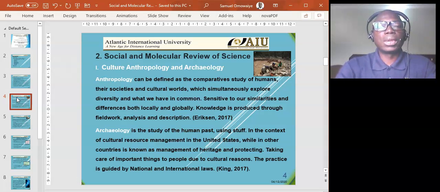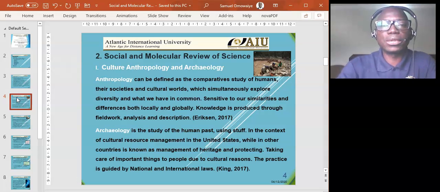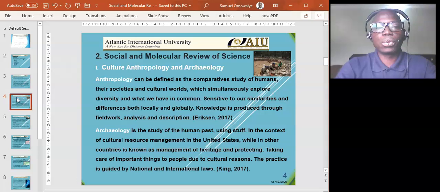Moving on to number 1 under the course, talking about culture, anthropology, and archaeology. Anthropology can be defined as the comparative study of humans, their societies, and cultural worlds, which simultaneously explores diversities and what we have in common, sensitive to our similarities and differences both locally and globally. Knowledge is produced through fieldwork, analysis, and description. This was penned by Eriksen in 2017 in his book Anthropology, Culture, and Society.